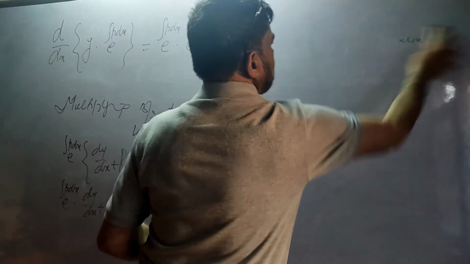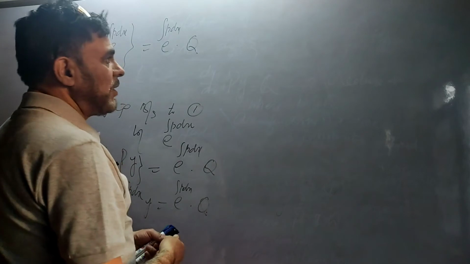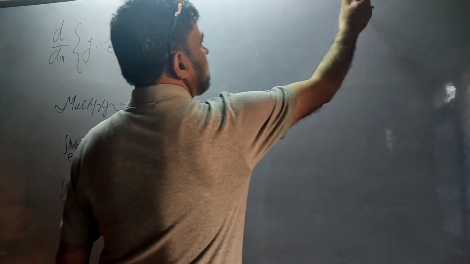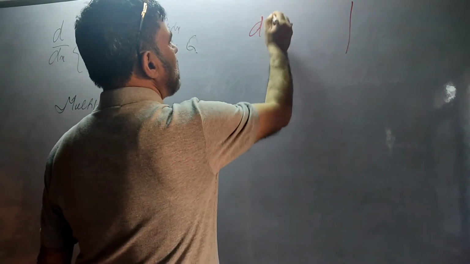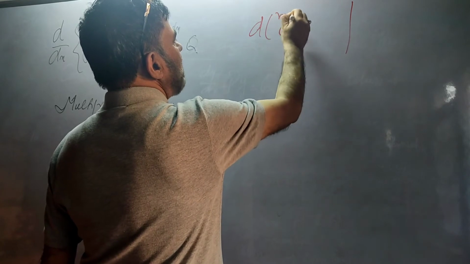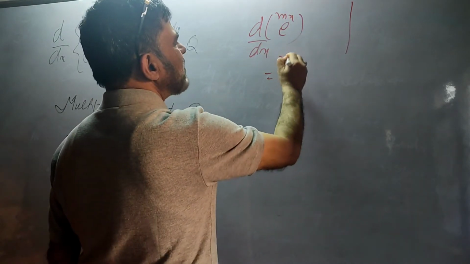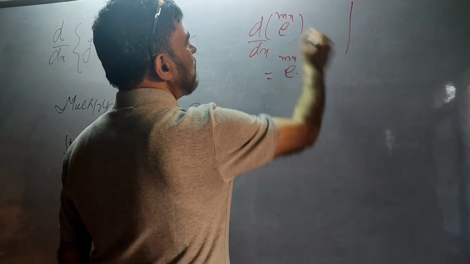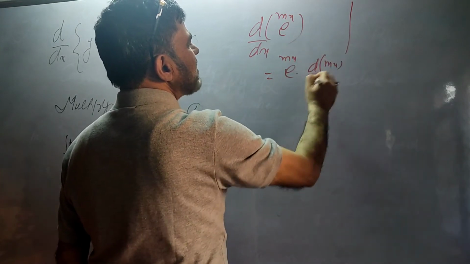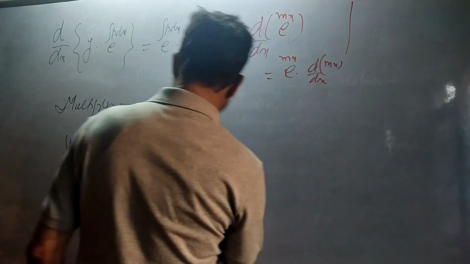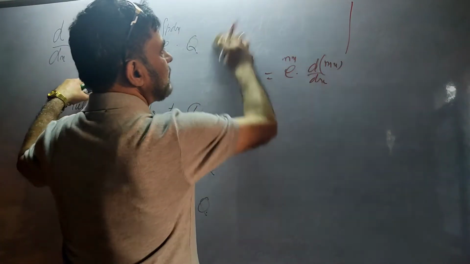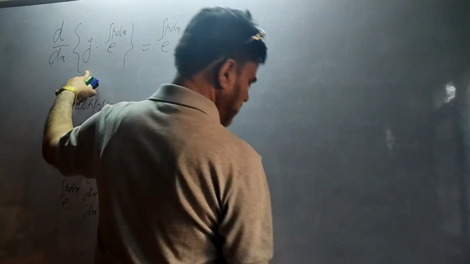I will explain here. First I will let you know. Suppose you have the derivative of e raised to power mx with respect to x. How do you go? You write the exponential function as it is, then the differentiation of the power. What is the power? Mx with respect to x. We go like that. I will differentiate this. You know this thing. You see how we go.